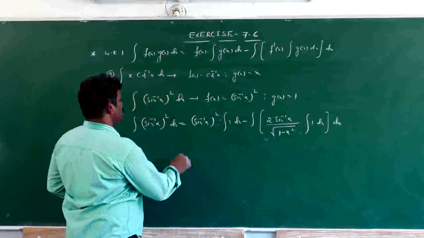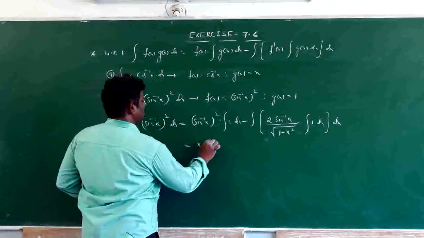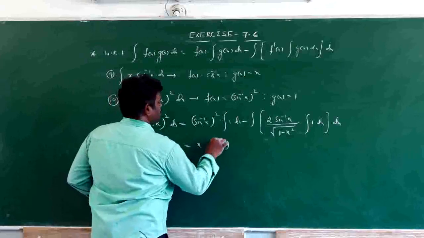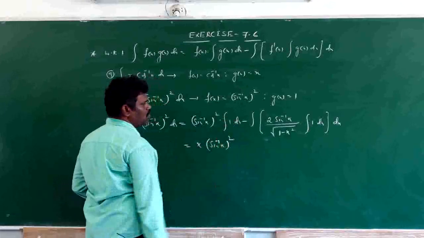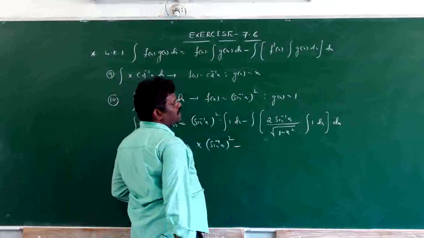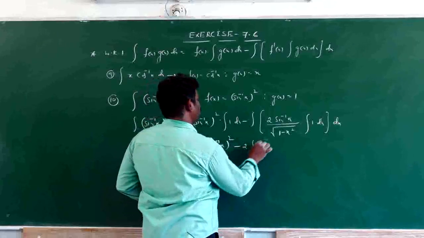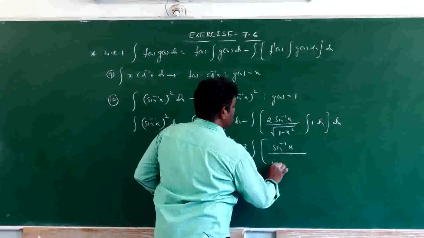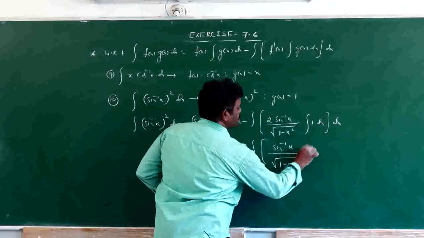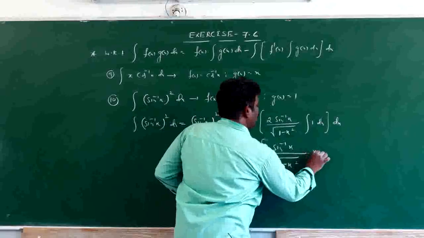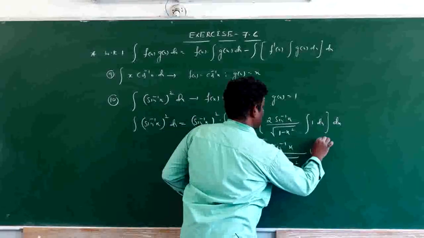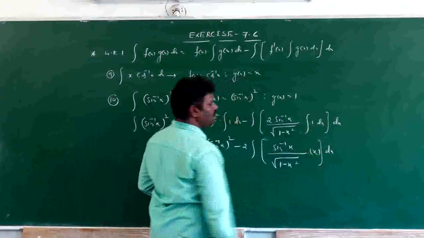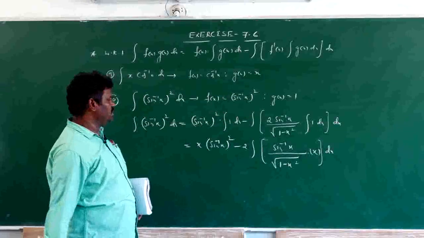Right, so my next value is equal to x into (sine inverse x) whole square, minus 2, taking 2 common, into the integral of sine inverse x by root of 1 minus x square into x dx. Now how do we simplify this one?